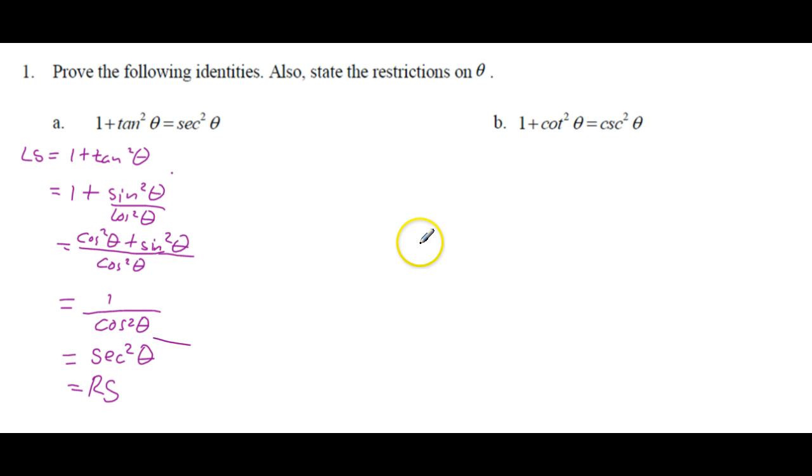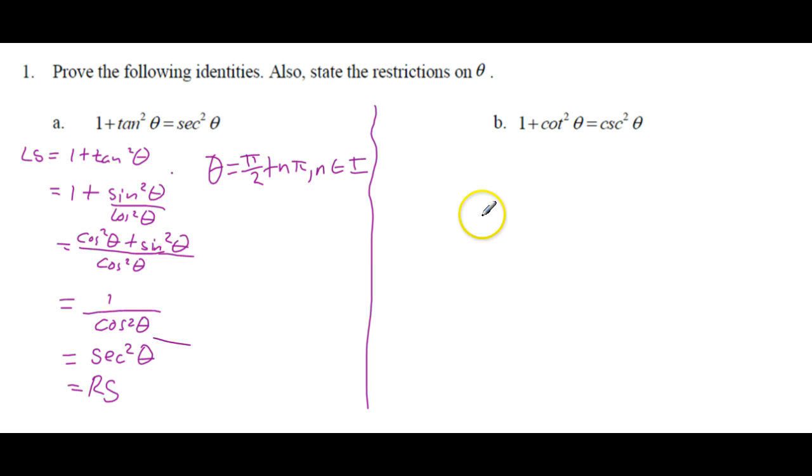Another Pythagorean identity, right? And just remember, every time you see a squared, you need to, oh wait, restrictions. So cosine can't be 0, right? So by now, we sadly know that it's pi over 2 plus n pi, where n belongs to the integers. Okay, so at this point, you could have done the restrictions, just realizing that cos can't be 0. Now, 1 plus cotan squared.